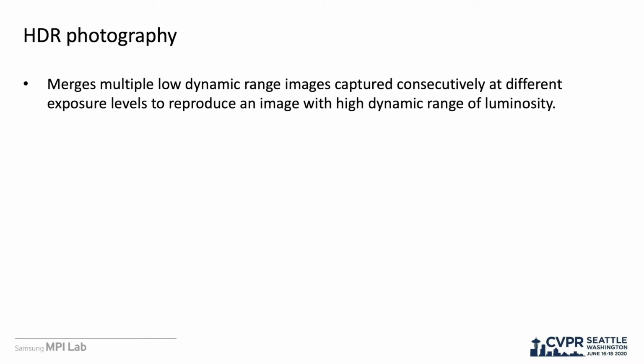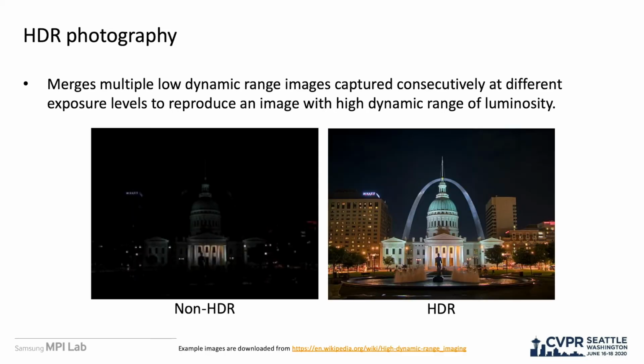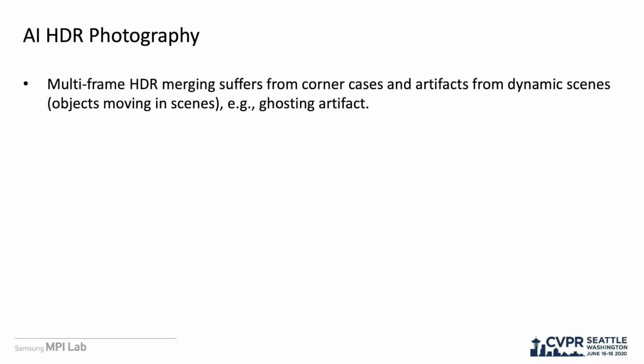HDR photography merges multiple low dynamic range images captured consecutively at different exposure levels to reproduce an image with high dynamic range of luminosity. It is one of the essential camera applications that users use every day. In this example from Wikipedia, we see great performance improvement comparing non-HDR with HDR images. However, because of this merging, multi-frame HDR suffers from corner cases and artifacts from dynamic scenes.